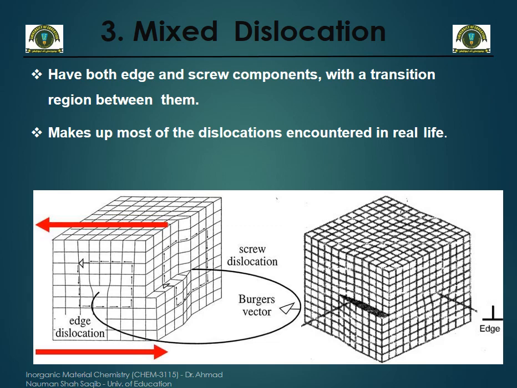The direction of these two dislocations is combinedly given by the Burgers vector. Screw dislocation and edge dislocations are perpendicular to one another as given in the figure on the right side.